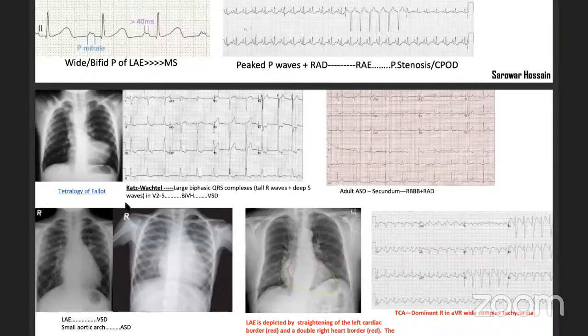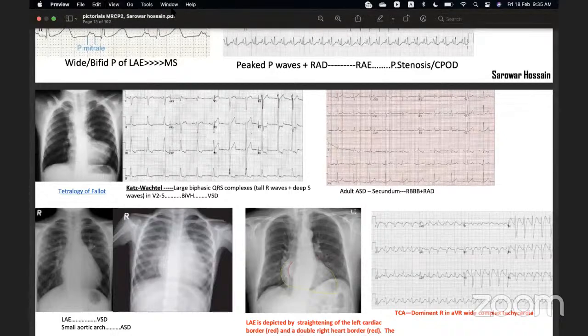I don't know. This is the first time I'm hearing the term Karzweikel length. Yeah, I'll say biventricular hypertrophy. Large biphasic. What is this? Karzweikel? Anybody is aware? No, I don't know. I don't think we have come across it till now, so hopefully it will not come. For all practical purposes, it looks like a biventricular hypertrophy.